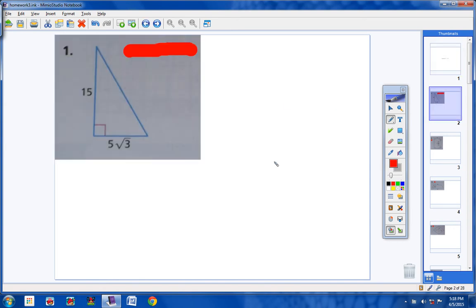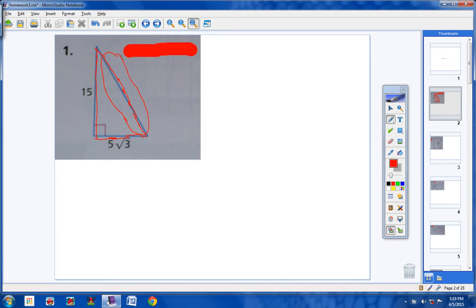Alright, numbers 1 through 4, the directions say to find the perimeter of the polygon. We're going to find the perimeter. Now remember, perimeter means we're going to add up all of the lengths of the outside of the figure. That's okay to do when you know all of the lengths. In this case here, we're missing this side right here.